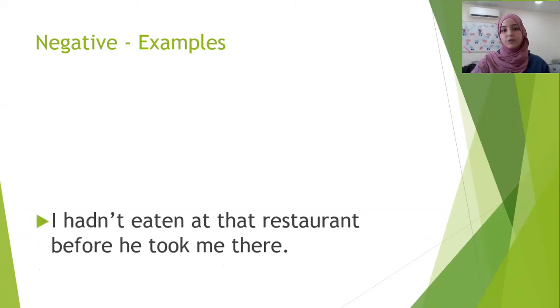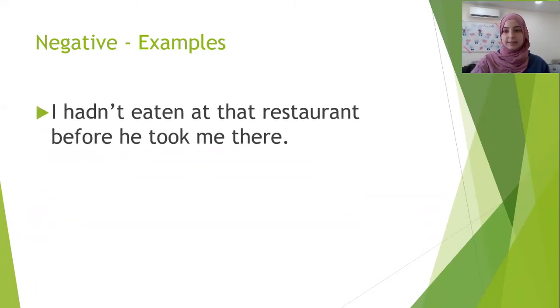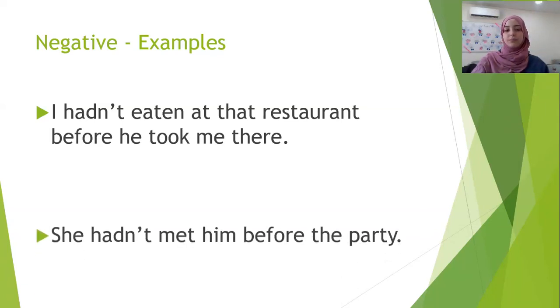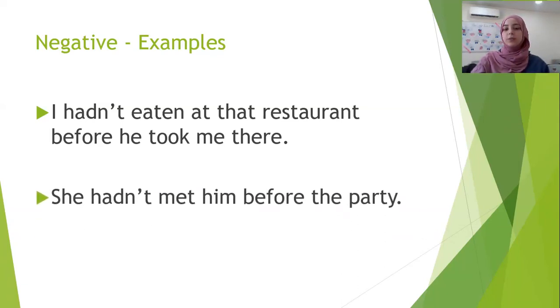Let's look at the negative forms. I hadn't eaten at that restaurant before he took me there. So, hadn't eaten happened first, then he took me there. I hadn't eaten, then he took me. She hadn't met him before the party. So, she hadn't met him, then we went to the party. Okay.